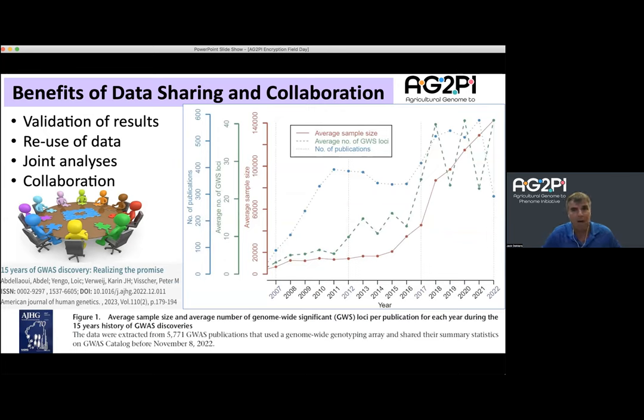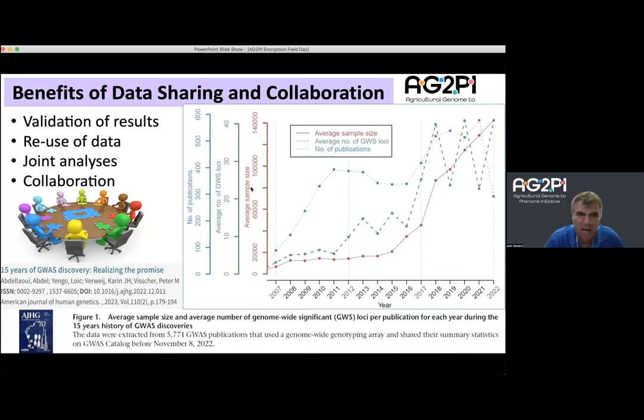Now, there's a requirement that a lot of the data be shared and that studies provide metadata that can be incorporated in meta-analyses. And this is a graph from a recent publication talking about 15 years of GWAS discovery in human genetics. And it shows for human GWAS studies, the number of publications per year. So it has been a steady, fairly significant increase. Not sure why it went down in 2022.